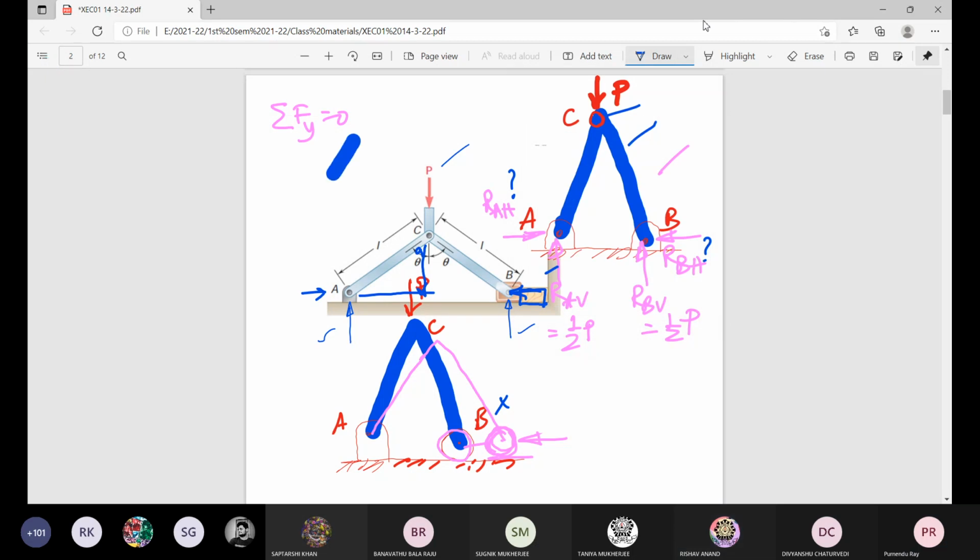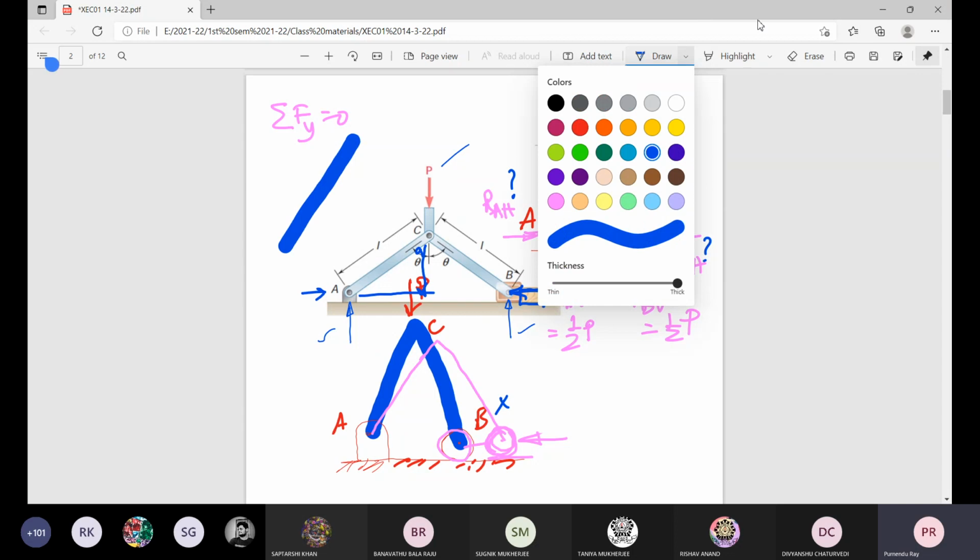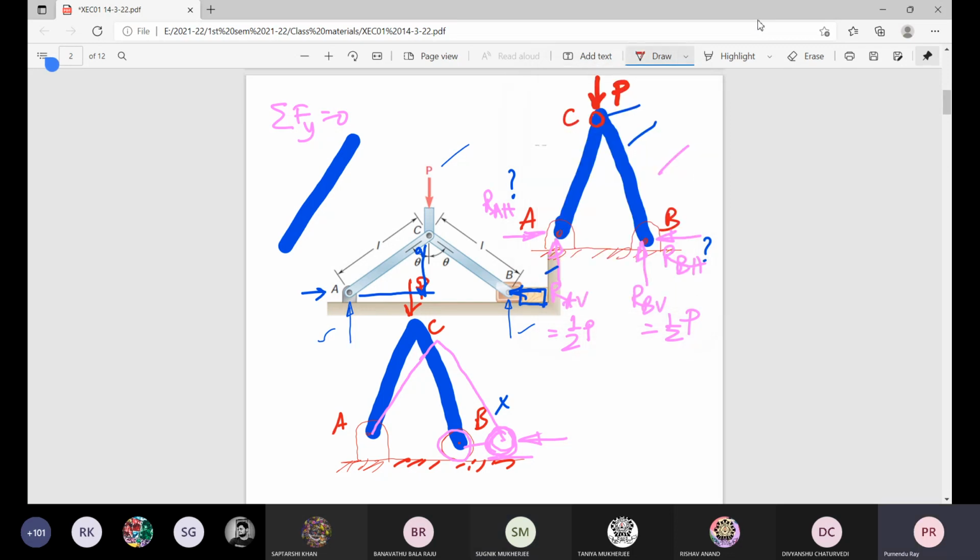What about the forces acting there? The resultant will be equal to P. Some P is applied at this joint, and at this joint there will be some reaction offered by this member BC. If it is like a truss, then there will be some force S from the member BC. And there will be two reactions, vertical and horizontal, at this support A, the pin support A.